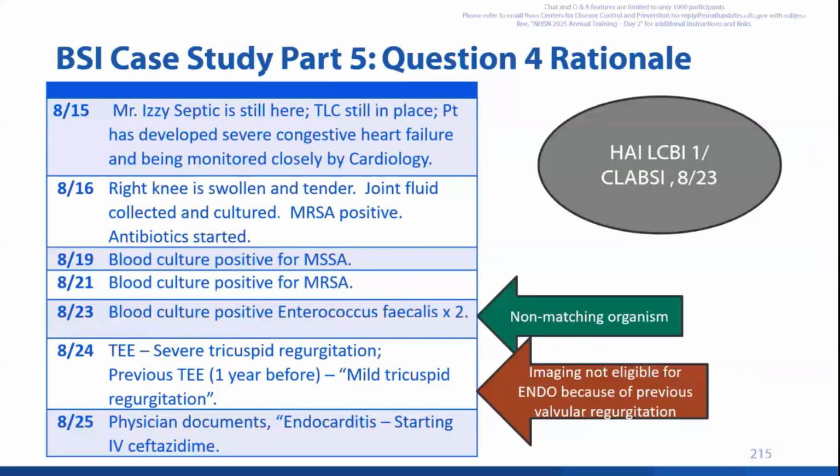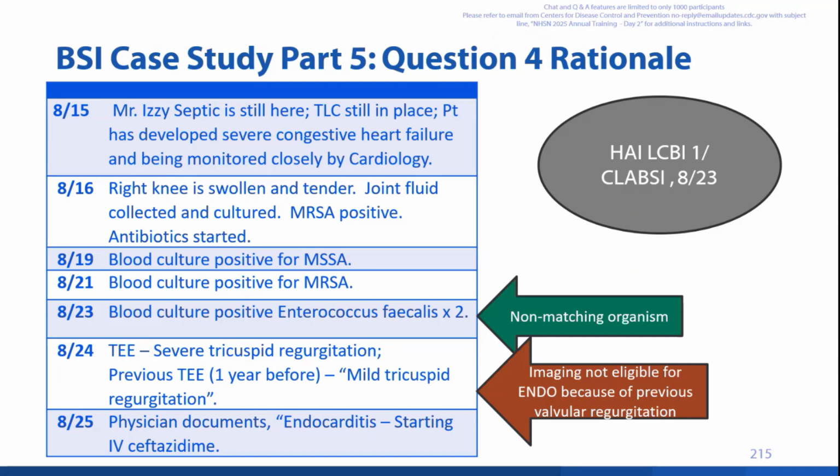So let's look at the rationale. Again, the 8/19 and 8/21 blood cultures are captured in the SVAP of the joint event. However, the 8/23 Enterococcus faecalis blood cultures do not contain an organism that matches the joint fluid. So for that reason, it cannot be deemed secondary to the joint.